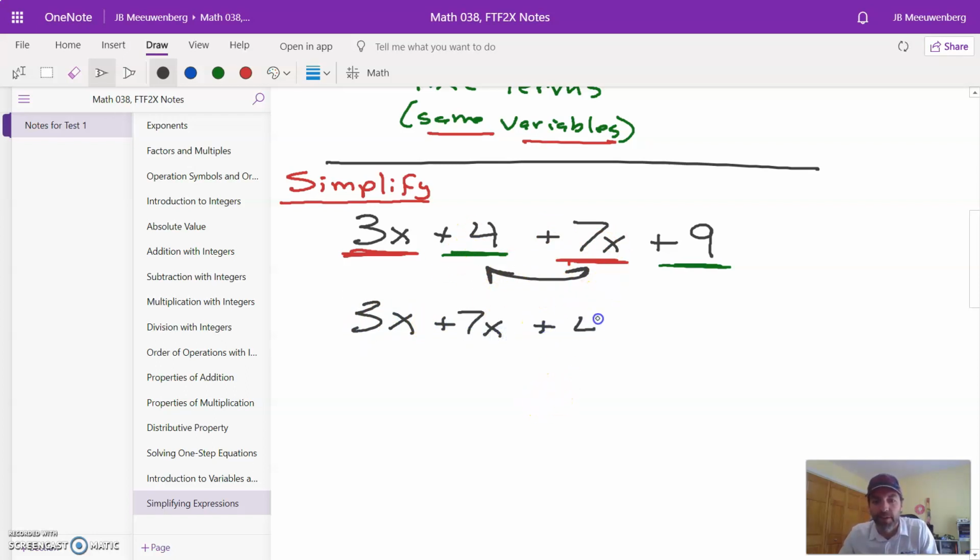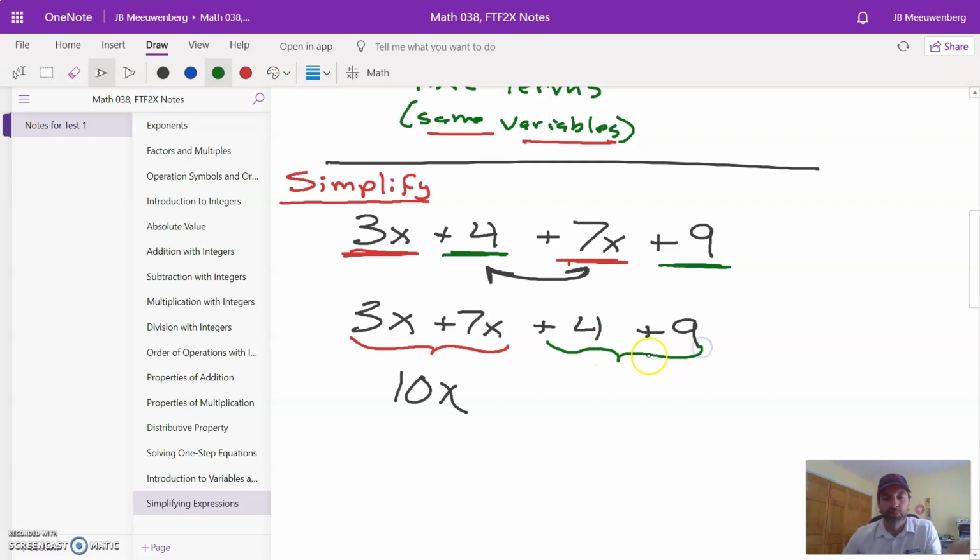The 4, it's going to have that plus sign go with it. And then I'm going to leave the 9 where it is. And just move the middle two terms around simply so the like terms would be next to each other. Now we can add these two together because they are like terms, which is 10x. Right? 3x's plus 10x's is 10x's. And then we can add these two together. Plus 4 plus 9 is plus 13.